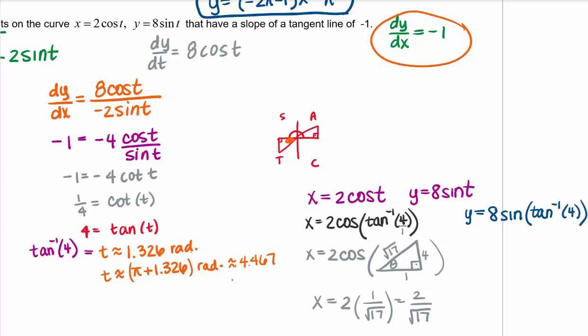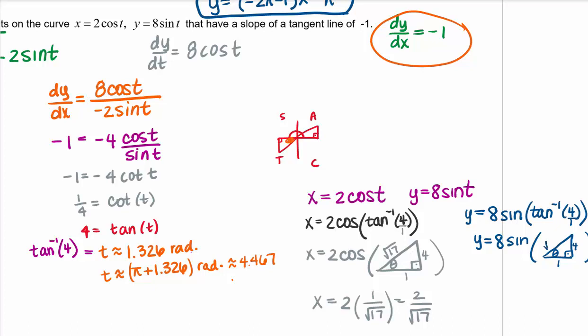Oops, sine. Sorry, I forgot the trig function. Sine of, now my triangle, same triangle as before. Since tangent is opposite over adjacent, opposite is 4, adjacent's 1. Use your Pythagorean theorem. That's square root of 17.